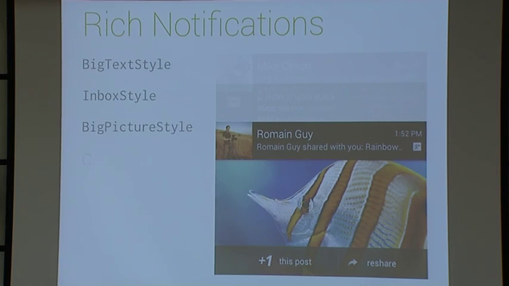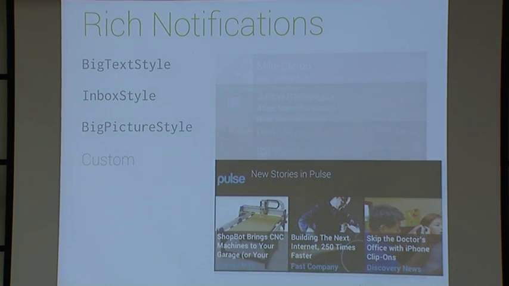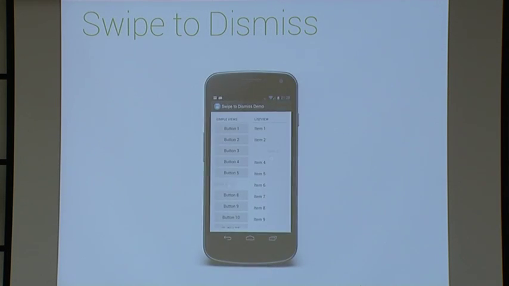And like I say, you don't have to stick to the built-in styles. It's like a widget. You have this remote view, so you can draw whatever it is, continue your app's branding. So here's what Pulse are doing with their rich notification, where it looks just like Pulse, but right there in a notification. So yeah, I highly encourage you to pick up on rich notifications and add them to your application.